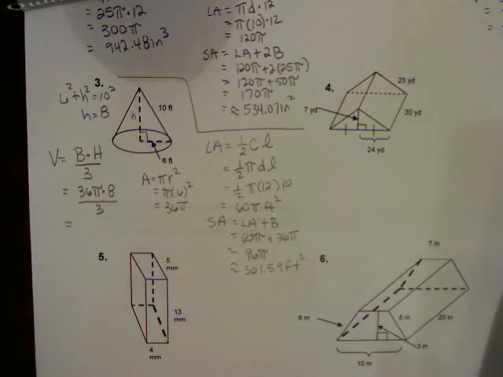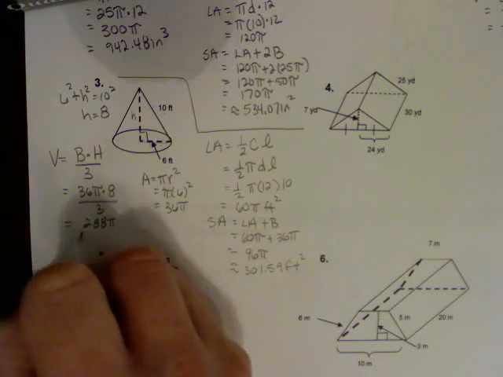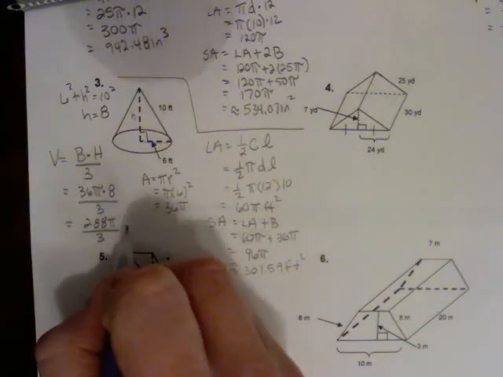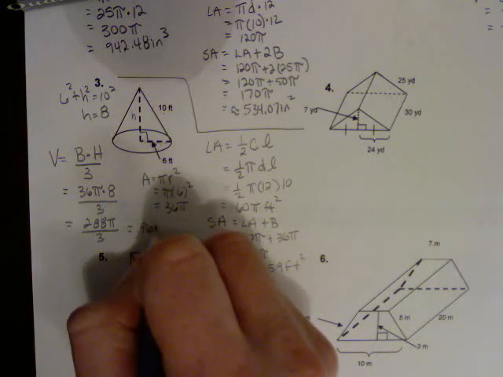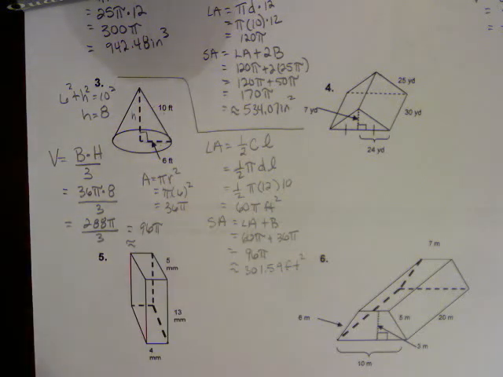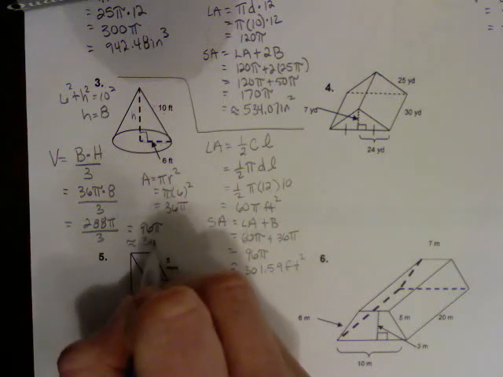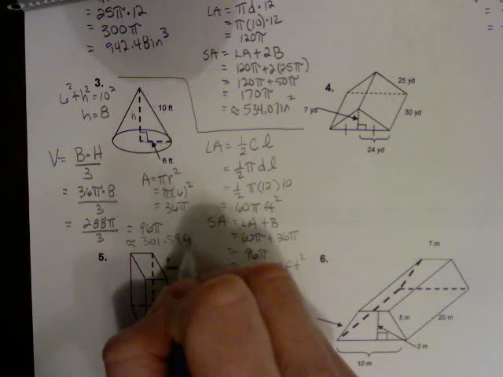So 36 times 8 is 288 pi. And we could divide by 3 and get 96 pi, which is again approximately 301.59 feet cubed.